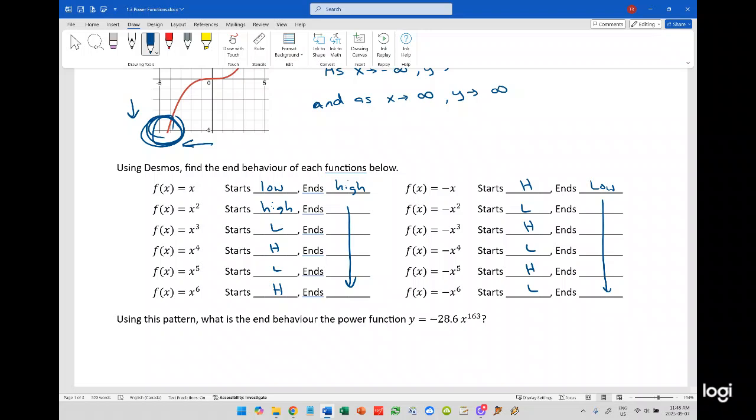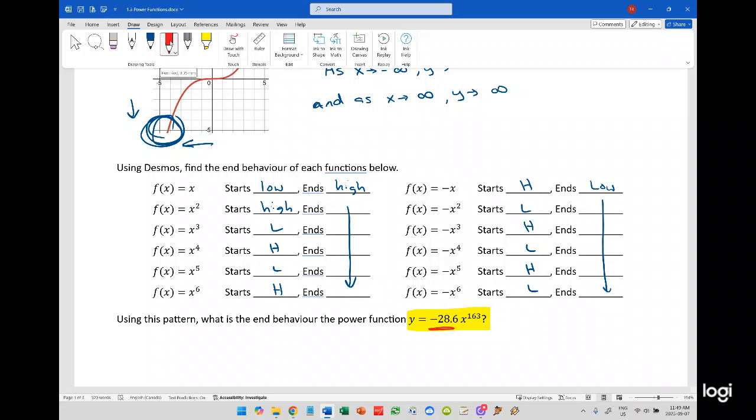Okay, so what that means is that if we look at something like this weird function down here, y equals -28.6 x to the exponent 163. If I asked most people what that looked like, they'd have no idea. It would be crazy looking. But all we need to know is what its end behavior looks like. So the fact that it's an odd number, actually, you know what? Let's start first. The fact that it's an even coefficient.